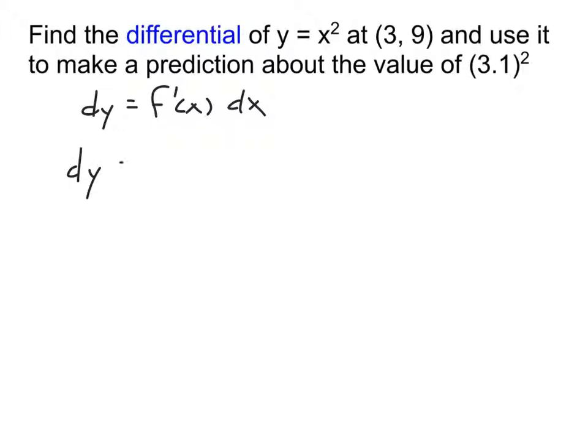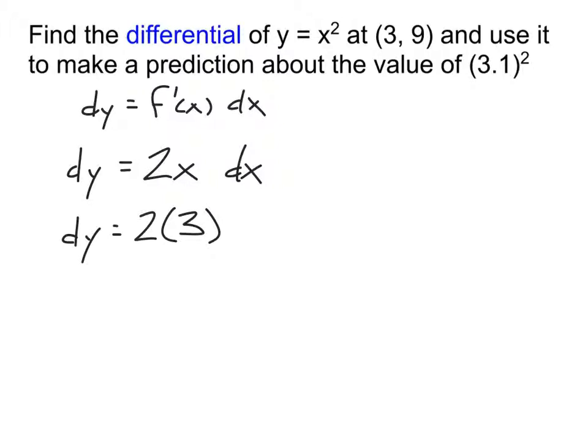We're going to have dy equals the derivative of x squared, of course, is 2x dx. That is the general differential. Now, when we start using it to see how we can do it for something like 3.1 squared, at 3, I could plug that in, but that would tell me the differential at 3. So I need to plug in the value at which we're actually taking the tangent, which is 3. So we're going to go dy equals 2 times 3 times dx.